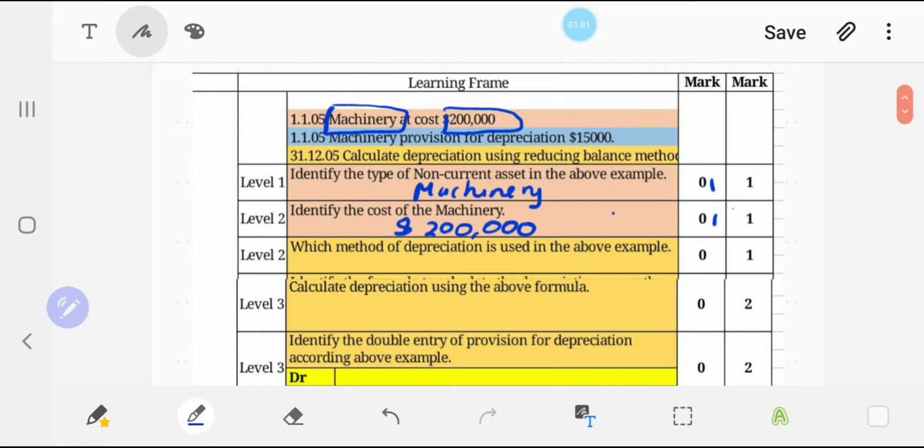Which method of depreciation is used in the above example? Which method did they use? We learned 2 types of depreciation. One is calculating using the straight line method and another one is the reducing or diminishing balance method. So you can provide your answer.